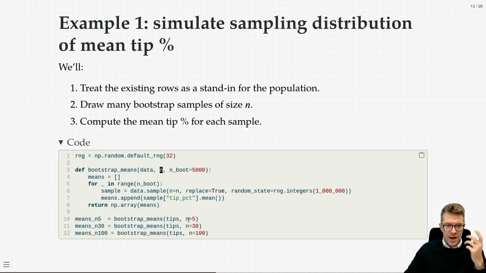argument, so I'm going to try it with 5 samples, every sample is going to have 5 elements in it, or 30 elements, or 100 elements in it. And each time I'm going to take 5,000 subsets, and every subset is going to be sized n: 5, 30, or 100. I want to see if there's any difference based on how big those samples are.